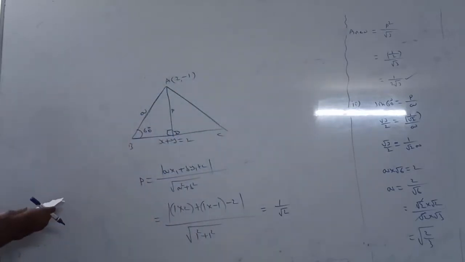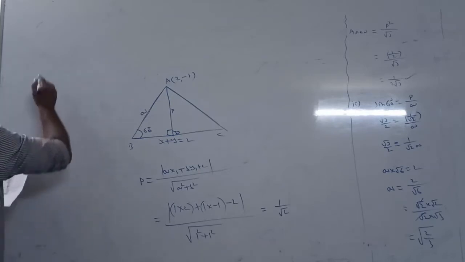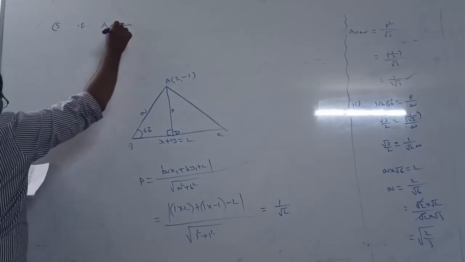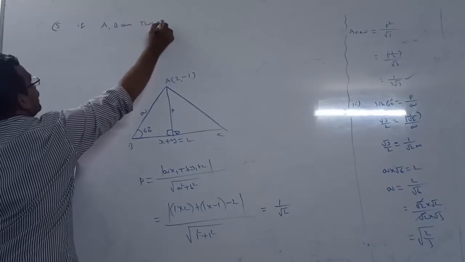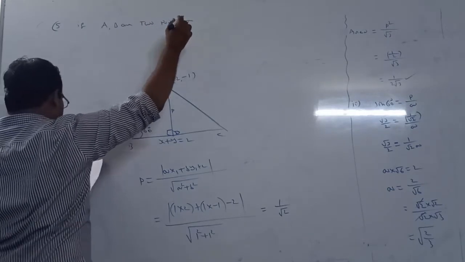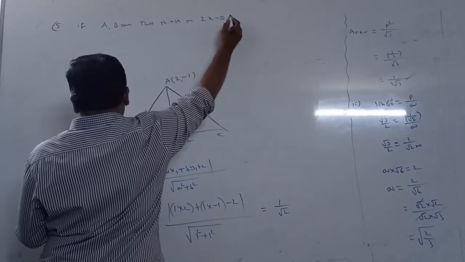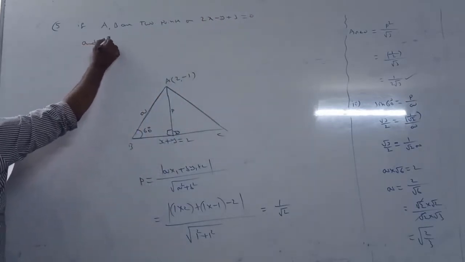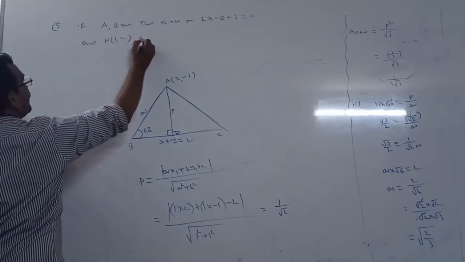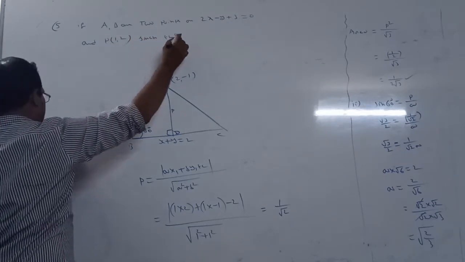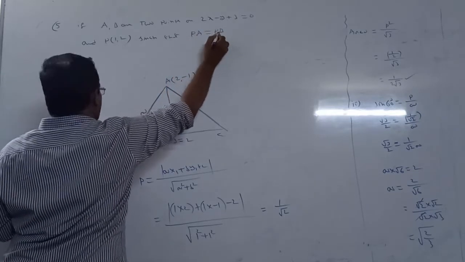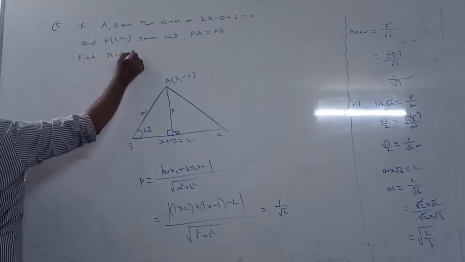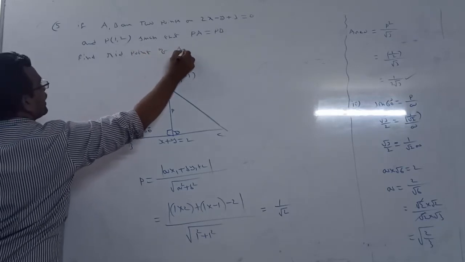Next. If A, B are two points on the line 2x minus y plus 3 equal to 0, and P is (1, 2) such that PA equal to PB, find the midpoint of AB.